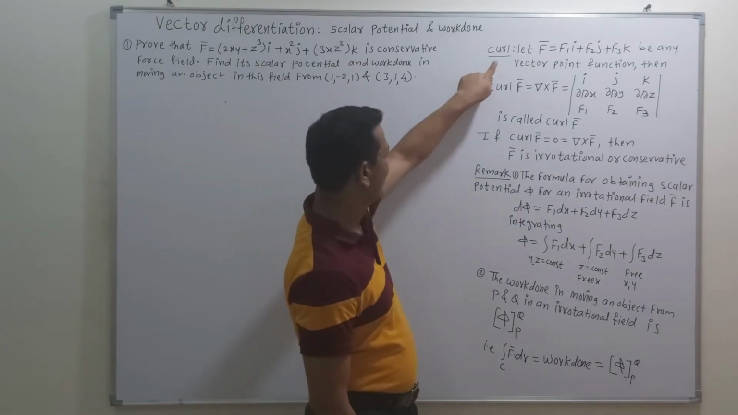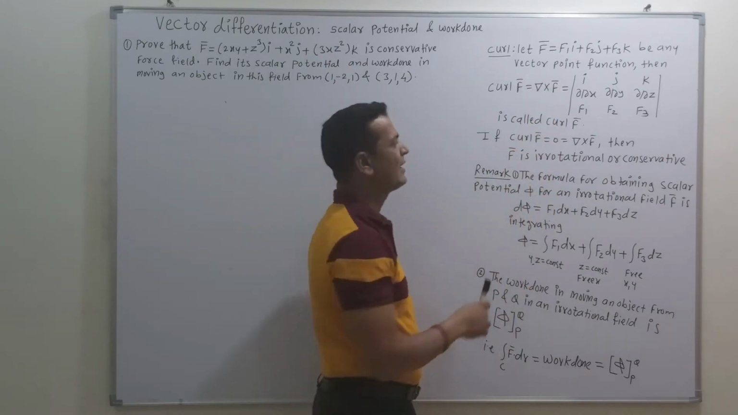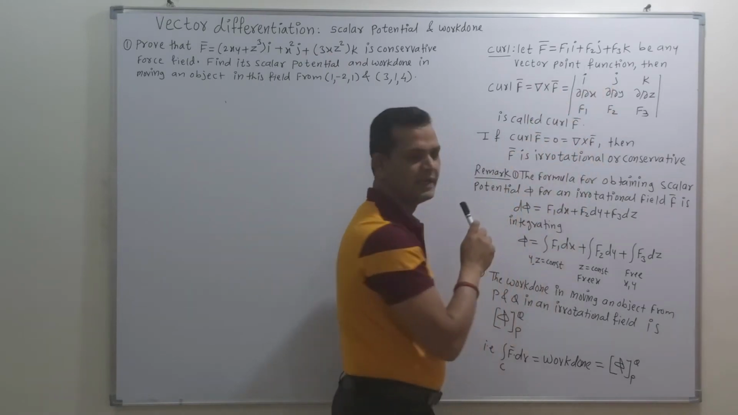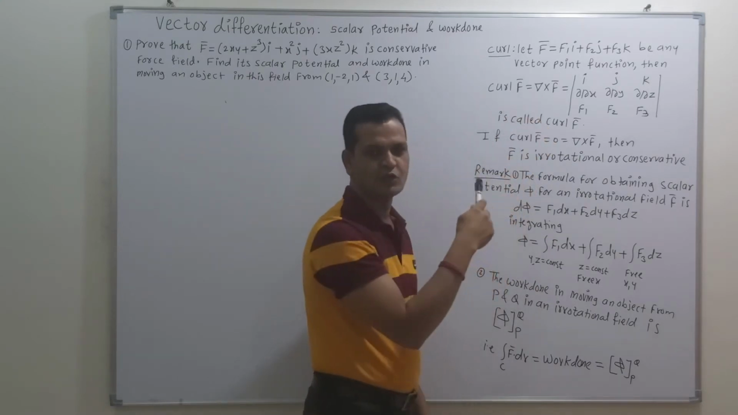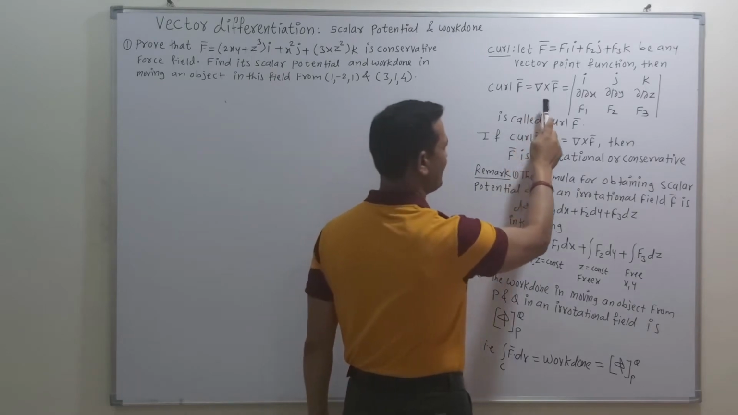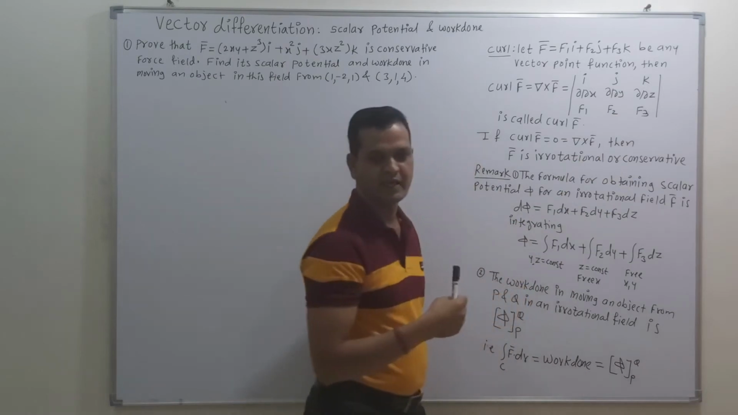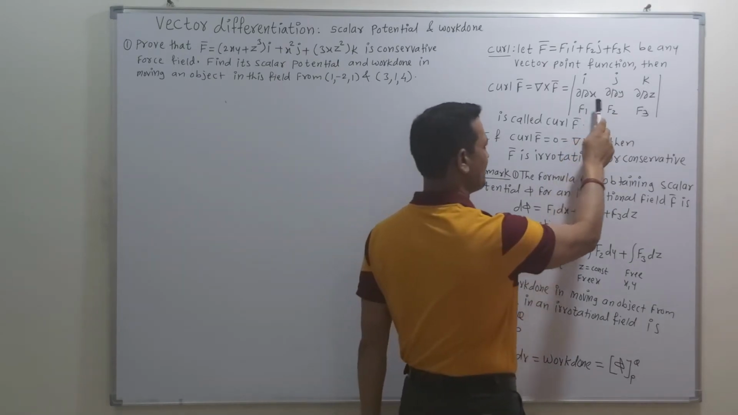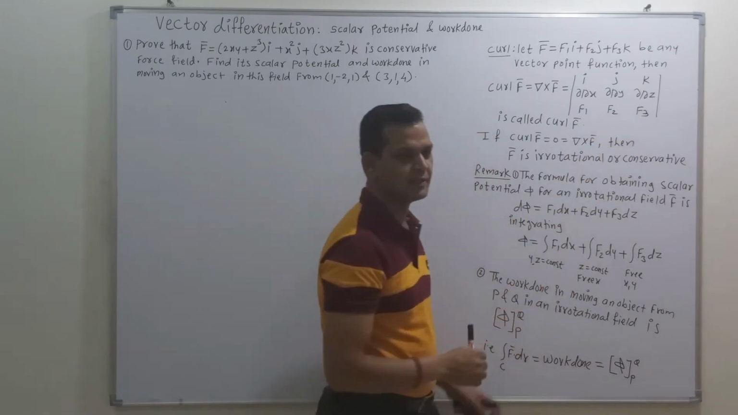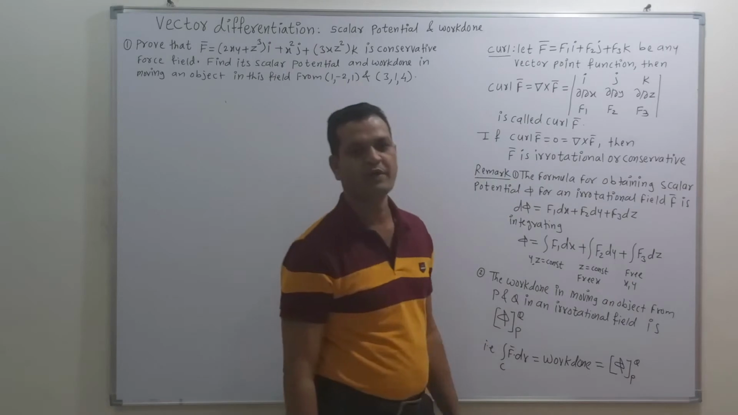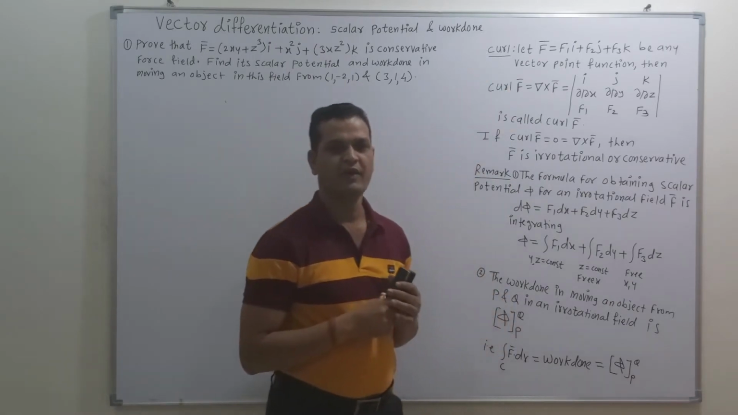So friends, let me first define the concept of curl. Let f bar, which is defined as f1 i plus f2 j plus f3 k, be any vector point function. Then its curl is denoted by curl of f bar, which is also written as del cross f bar, and which is defined as this determinant having the first row as i, j, k as unit vectors, then partial derivative with respect to x, with respect to y, with respect to z, and the values f1, f2, f3. So these are the components of the given vector point function. Such a vector field is called the curl of f bar.